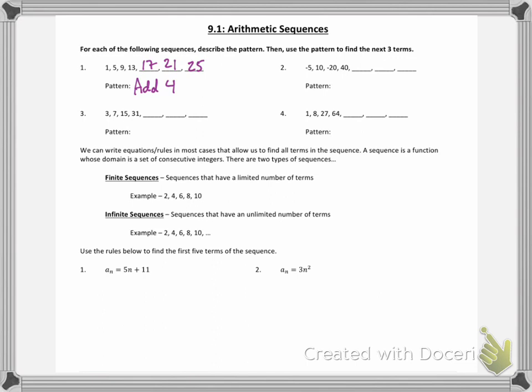Number 2: negative 5, 10, negative 20, 40, blank, blank, blank. The most logical pattern for that, based on the numbers given, is to multiply by negative 2. So negative 5 times negative 2 is 10, times negative 2 gets you negative 20, times negative 2 is 40, multiply that by negative 2 and you get negative 80, then positive 160, then negative 320.